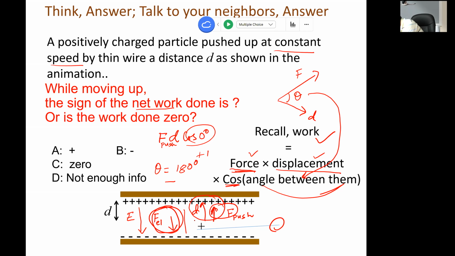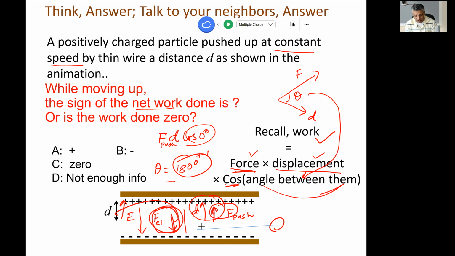So same idea here. The push force is countering the force due to the electric field or charges, okay? So it's just countering it, so they are equal. So when we move the charge, displacement is the same, force is the same, but the angle between force and displacement, they are opposite. So it's moving up. So if force is down, the angle between them is 180 degrees.